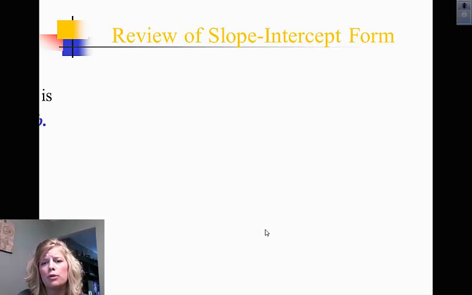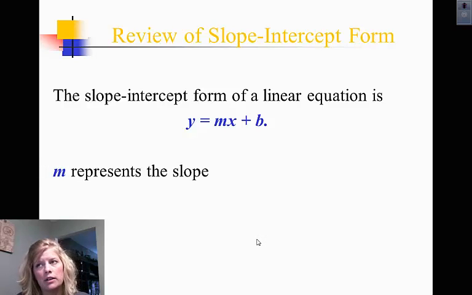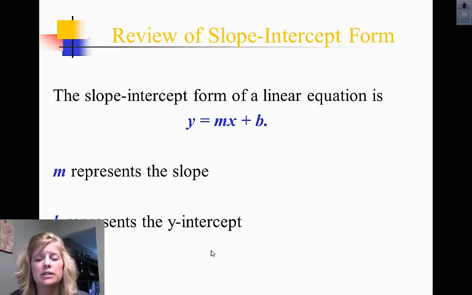Alright, just to review, slope-intercept form. Reminder is y equals mx plus b. M represents slope, rise over run, or the equation y2 minus y1 over x2 minus x1. Or you could say what you guys did, the rate of change, same thing. And b represents the y-intercept, where it crosses the y-axis.